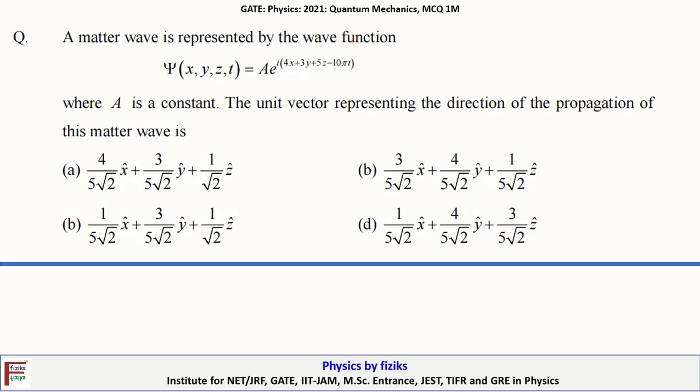We are going to discuss the quantum mechanics problems of GATE Physics 2021. This is a 1 mark question, and in this problem we have been given a wave function, and the question is asking to determine the unit vector representing the direction of propagation for this matter wave.